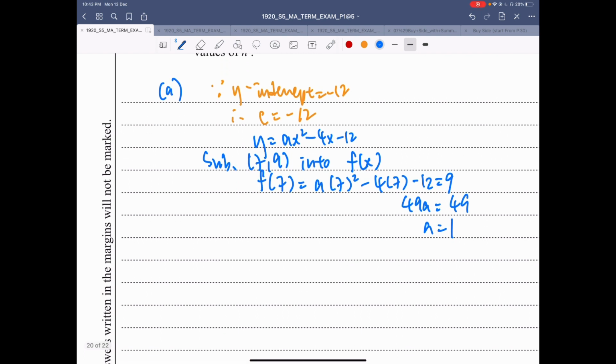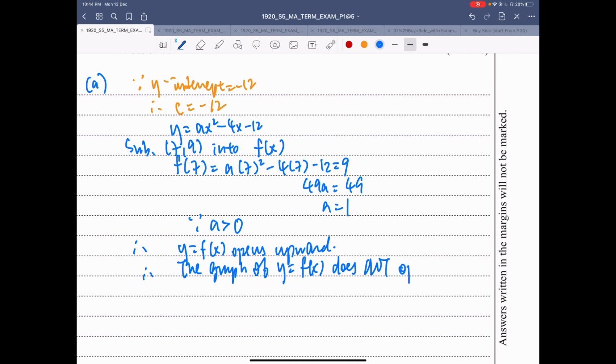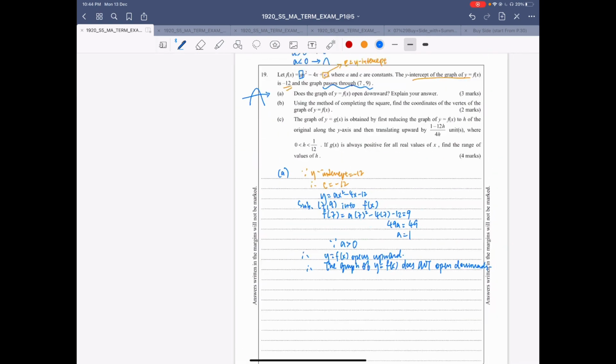All right, because a is larger than 0, since a is equal to 1, we can prove that y equals f(x) opens upward instead of downward. So with the graph, we can arrive at the conclusion that the graph of y equals f(x) does not open downwards. So this is part A.